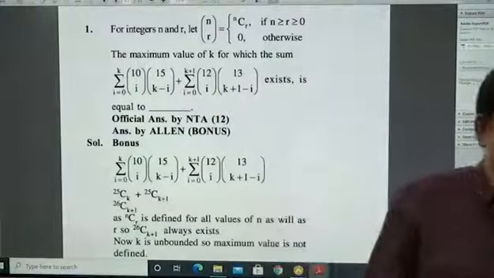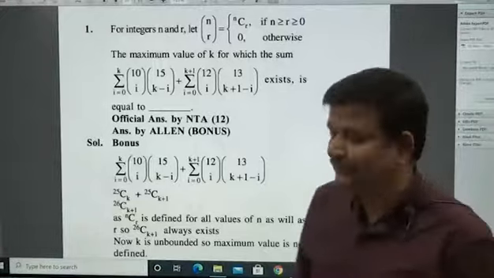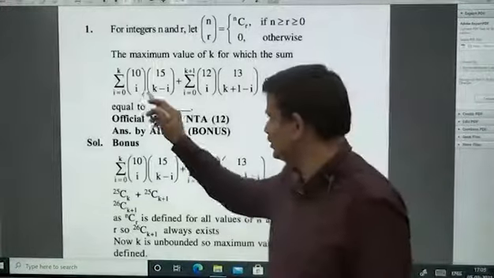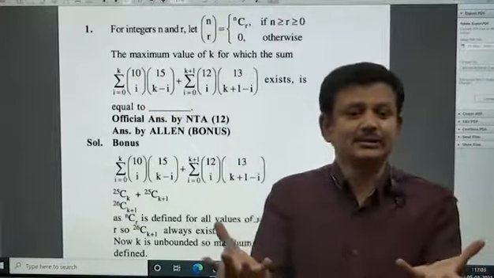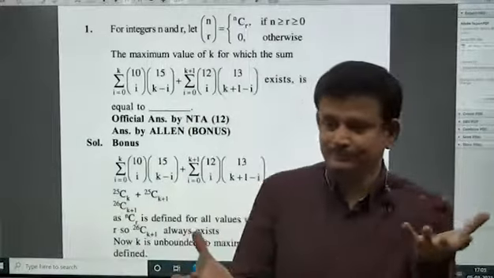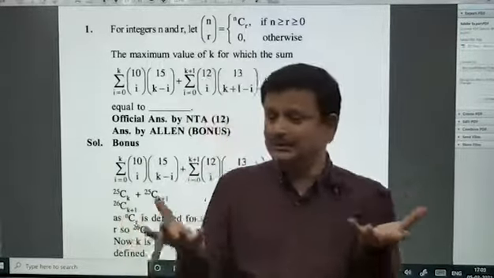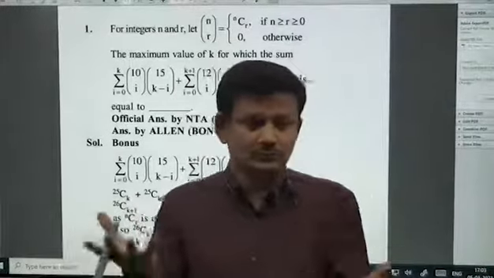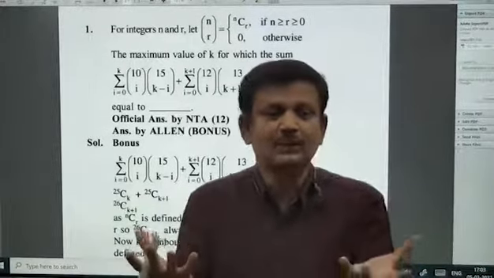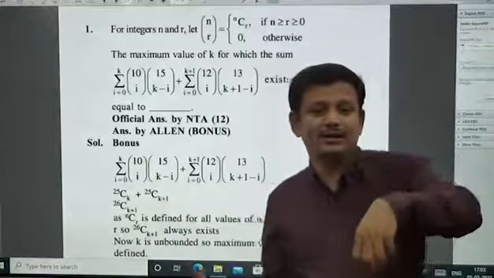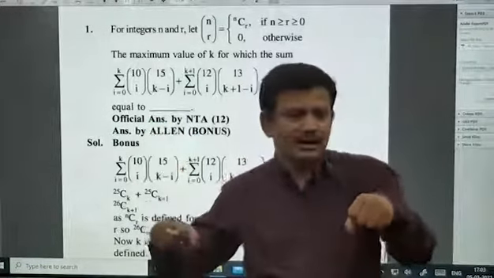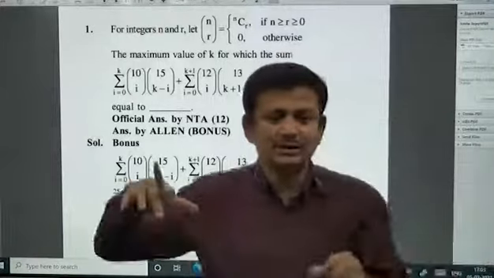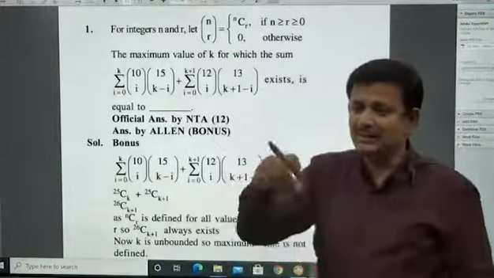Sorry, it is not C. Assume it is C for a while. This is 10 Ci, 15C k minus i. The sum is a constant, and the powers are also constant. In that case, what is it? It is like selecting k fruits from 10 apples and 15 mangoes. I can take no apple and k mangoes, or 1 apple and k minus 1, 2 apples and k minus 2, i apples and k minus i. That is the meaning of the question.